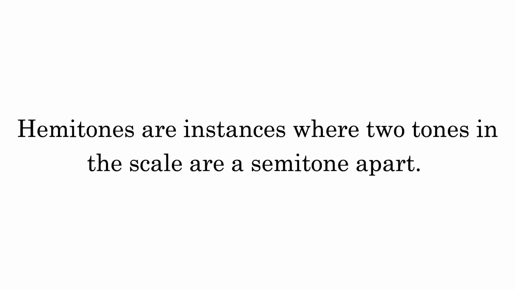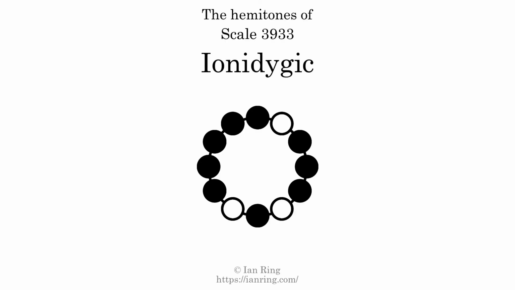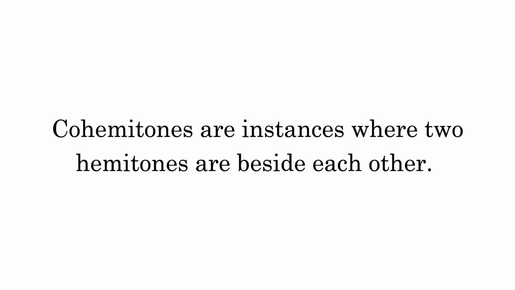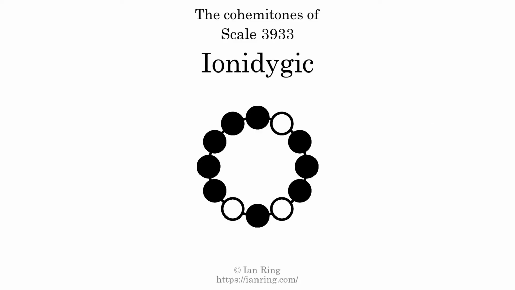Hemitones are instances where two tones in the scale are a semitone apart. This scale has 6 hemitones. They are at positions here, here, here, here, here, and here. Cohemitones are instances where two hemitones are beside each other. This scale has 4 cohemitones. They are at positions here, here, here, and here.